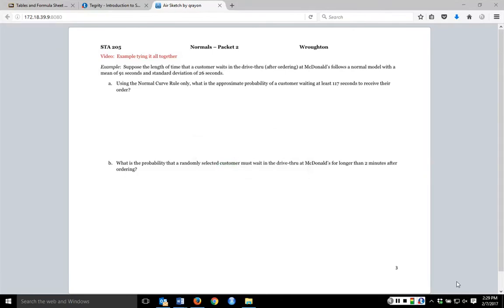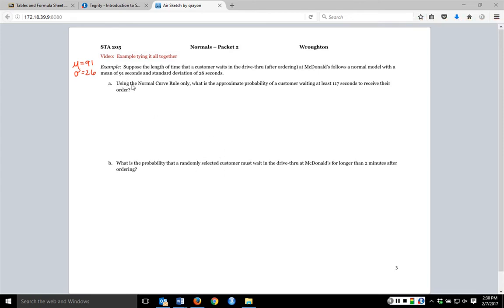Alright, so in this video we're going to take everything we've learned so far and tie it into one big example. So for this example we're going to be working with McDonald's drive-through wait times. It's normal, mean of 91 seconds, standard deviation of 26 seconds. So we're given our mean and our standard deviation that we're going to need.